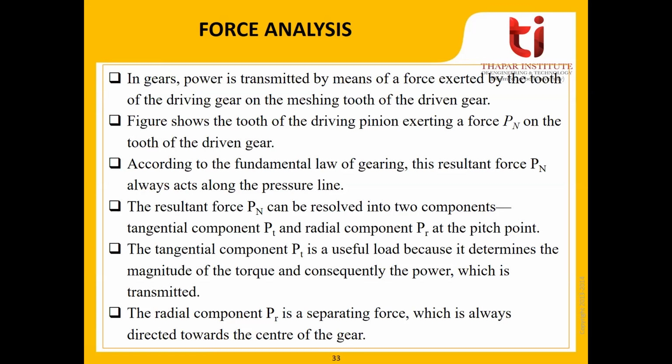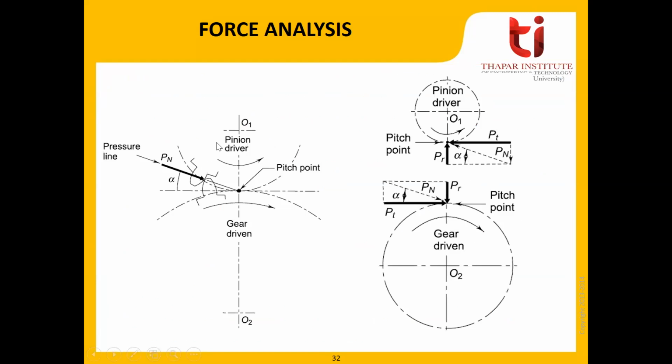there are some points. In gears, power is transmitted by means of force exerted by the tooth of the driving gear on the meshing tooth of the driven gear, right? The driver will exert the force on the tooth of the driven. In this figure, the tooth of the driving pinion exerts the force Pn on the tooth of the driven gear. So Pn is exerted by this driver on the tooth of this driven. So you can say this Pn will result in two components, Pt and Pr, and correspondingly there would be two components of force on the driven, Pr and Pt.